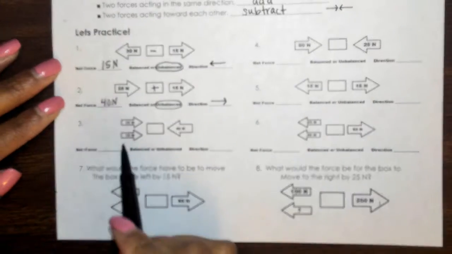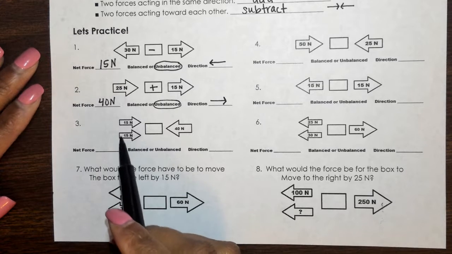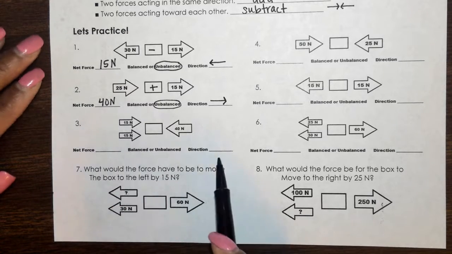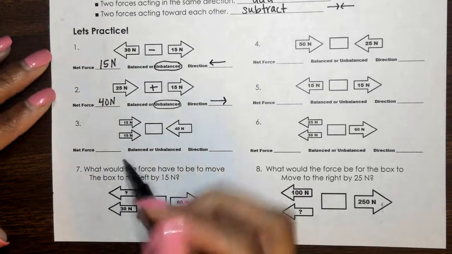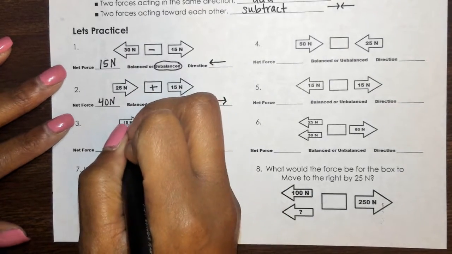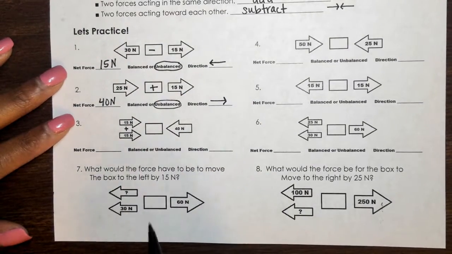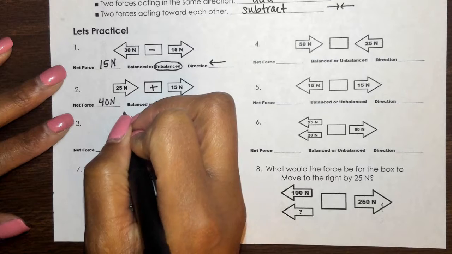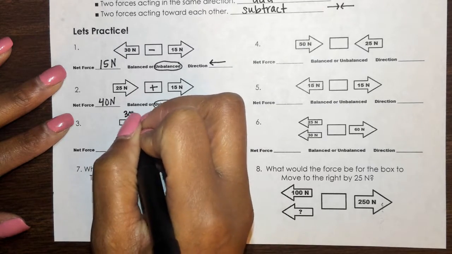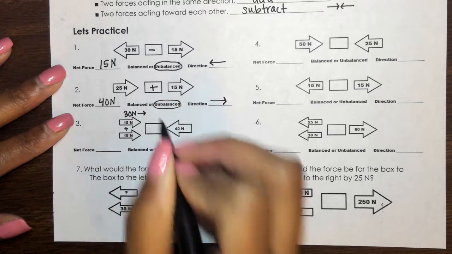All right, so here we have multiple forces acting together. The first thing that I recommend to do is to add these two forces together. 15 plus 15 is 30 newtons. I'm just going to write it on top right here.